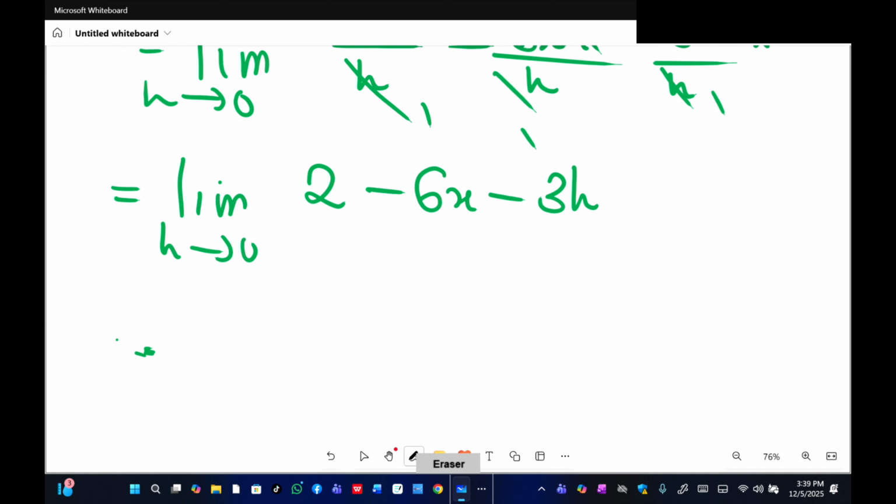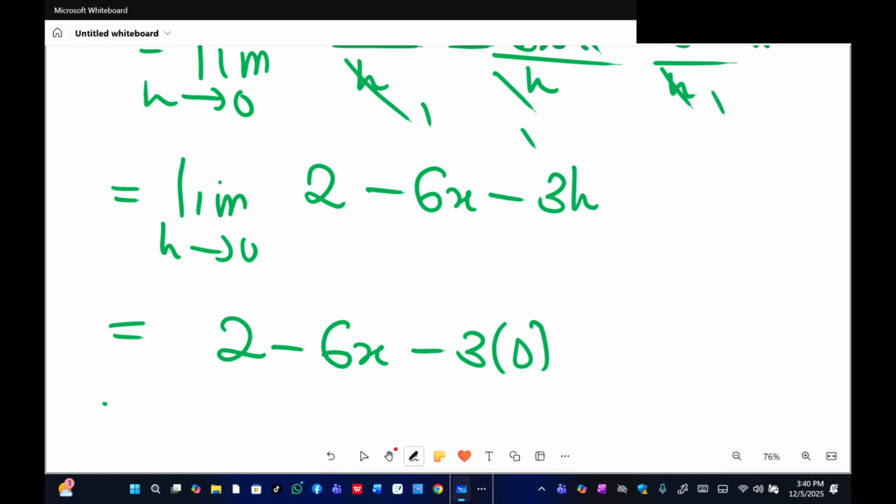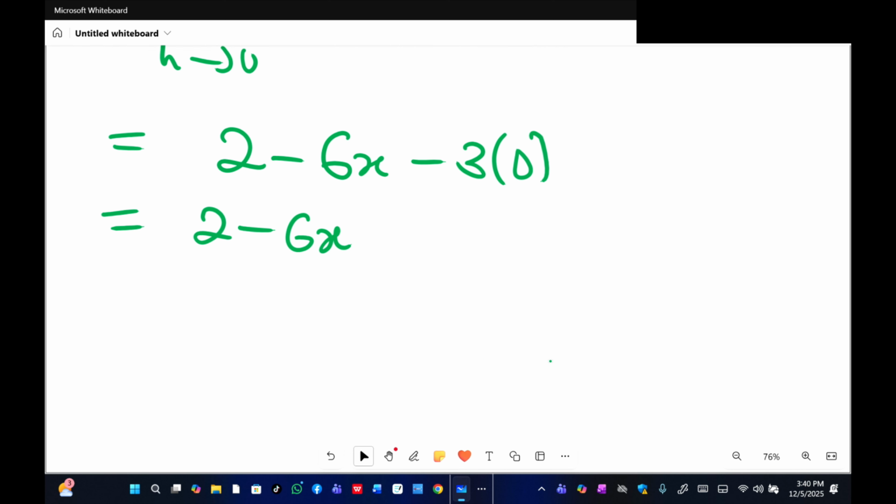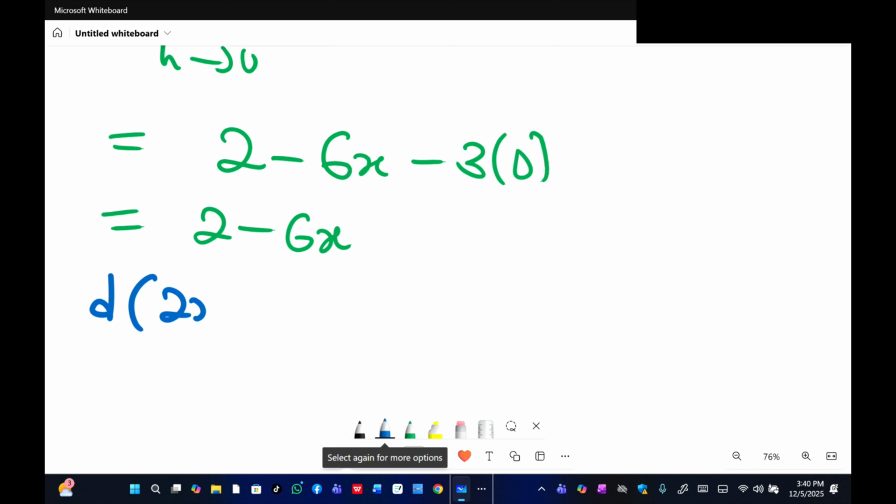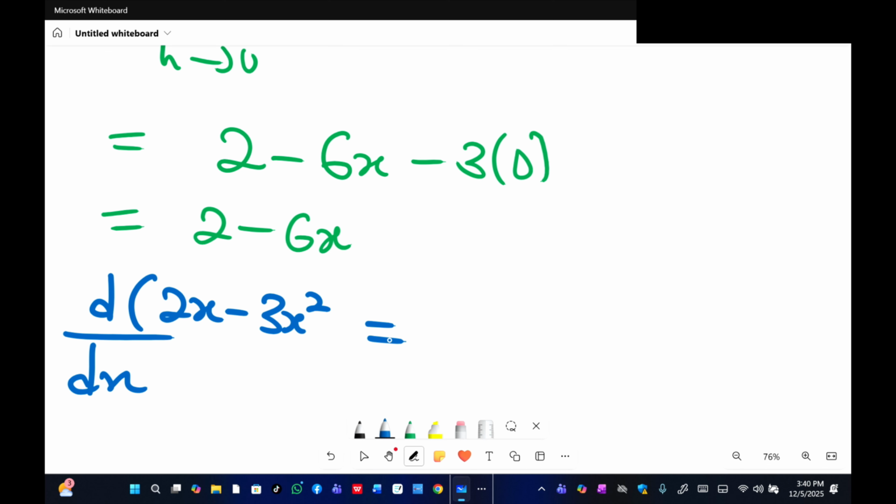So we are going to get 2 minus 6x minus 3 multiplying 0 because the h value is 0. So we are going to get 2 minus 6x to be the derivative of the function given. So we can conclude that d of 2x minus 3x squared by dx is equal to 2 minus 6x.